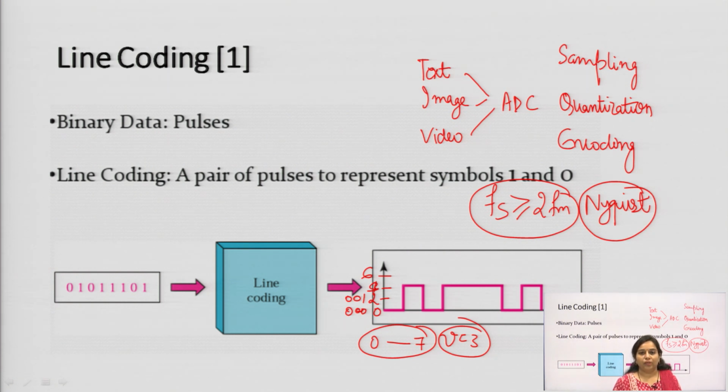Why do we want to convert into electrical form? Because over the wire, or for broadcasting, this electrical signal is what will be transferred. This is done by line coding. There are 7 to 8 different line codings available. You can use them depending on the application, the distance, and the accuracy with which you want to transfer the data. We are going to study each in detail.